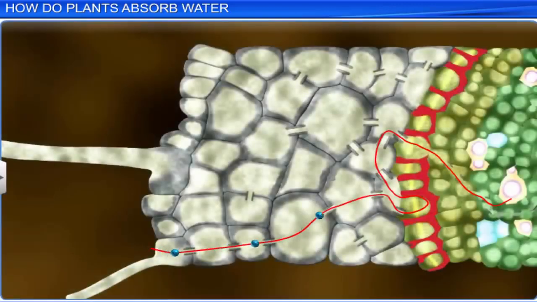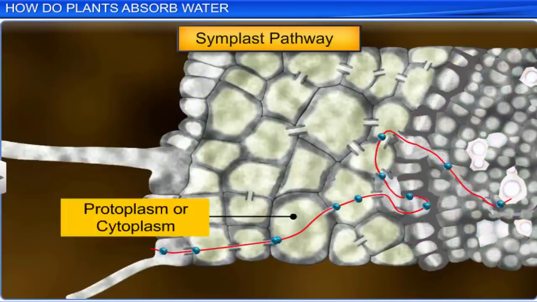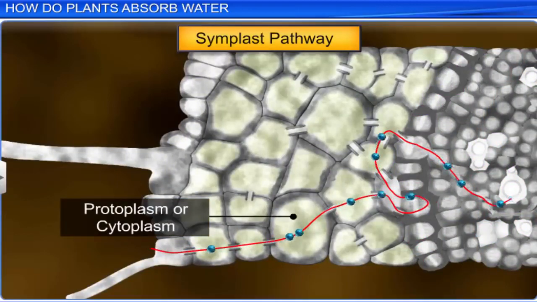On the other hand, the symplastic pathway is a system of interconnected protoplasms. In symplastic movement, water travels through the cell cytoplasm, while intercellular movement is through the plasmodesmata.